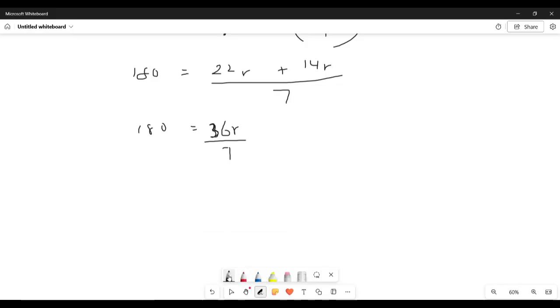Now what? Now you can take the 7 off to the other side. So it's going to be 180 into 7 is equals to 36r. So 180 into 7, it's 1260. 1260 equals to 36r.